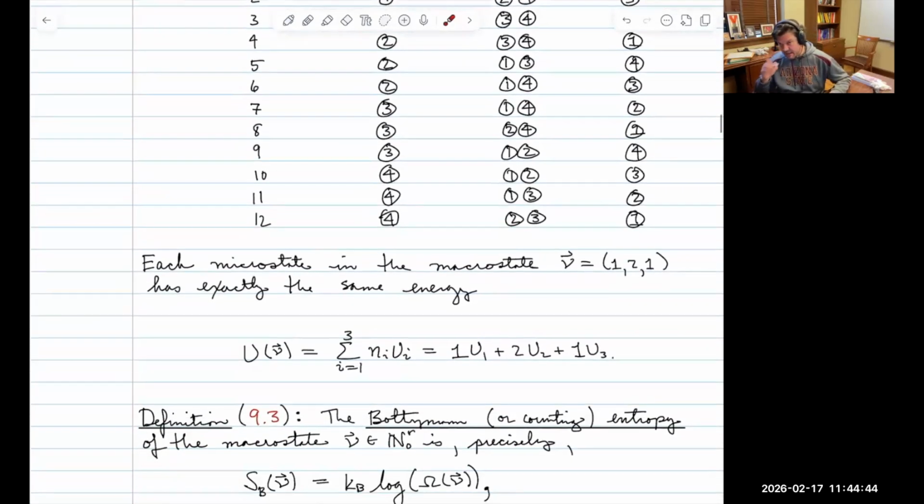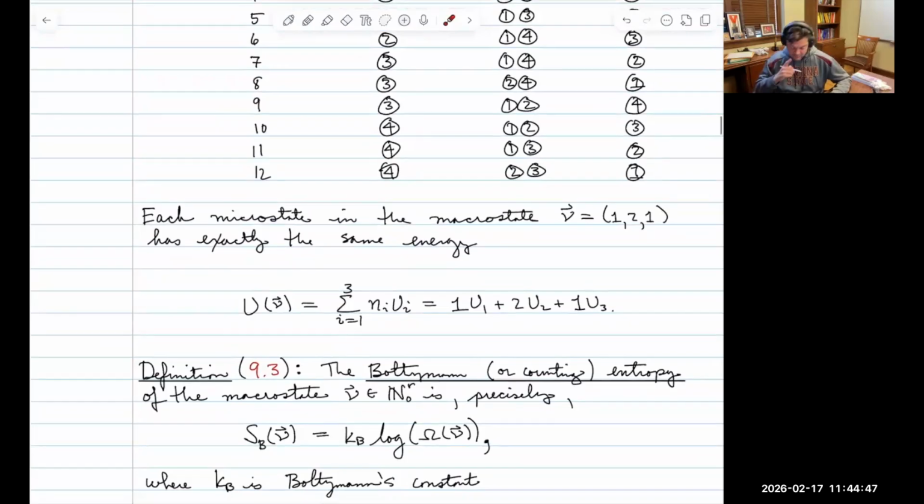Each one has to have exactly the same energy because the energy value is counted simply through this formula. We're going to sum from i equals 1 up to the number of energy levels, 3 in this case, and then we take the number of particles in energy level 1 times the energy value in bin 1, plus the number of particles in bin 2 times the energy of bin 2, and the same with bin 3. You multiply those numbers out and add them up.